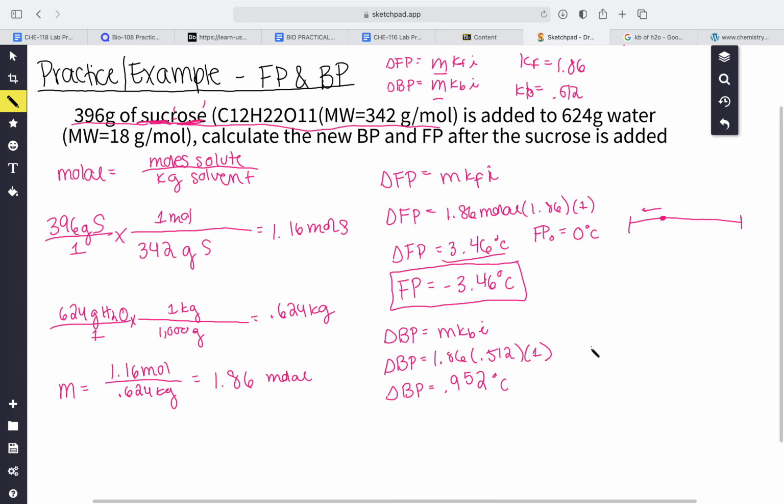Degrees Celsius. Now, again, thinking about that number. The original boiling point of water, this is something that you just have to know, is 100 degrees Celsius. We know that when we add a non-volatile salt, it's going to go this way. So we're increasing the boiling point. So we're going to add this to 100, and we're just going to get 100.952 degrees Celsius. And that would be our answer for our boiling point. Put that in there.